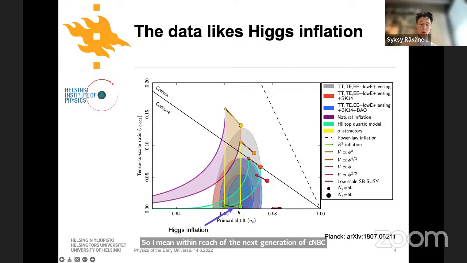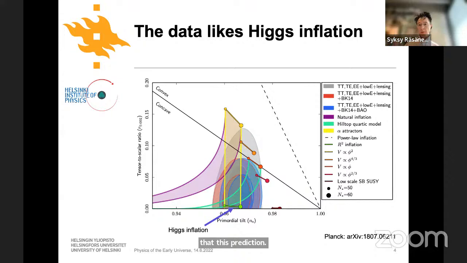Now, this prediction, however, has been questioned very early on from the point of view of quantum corrections, namely that this prediction may depend on what is the ultraviolet particle physics completion of the standard model. So what kind of particles you have there?